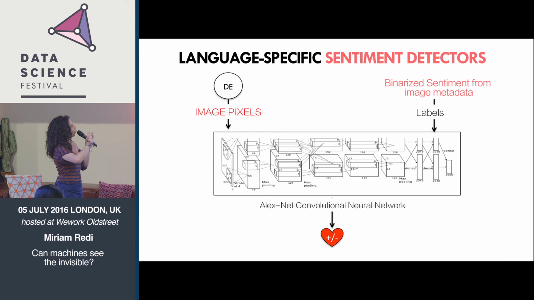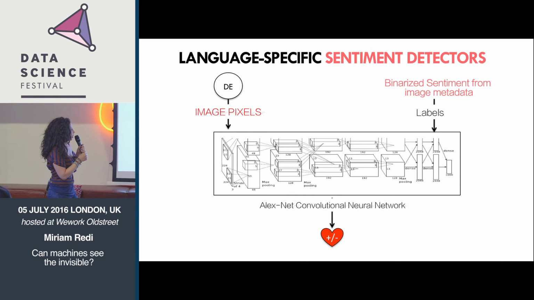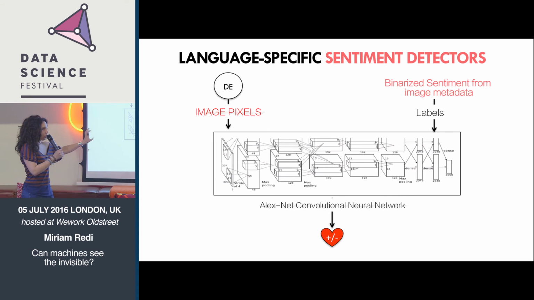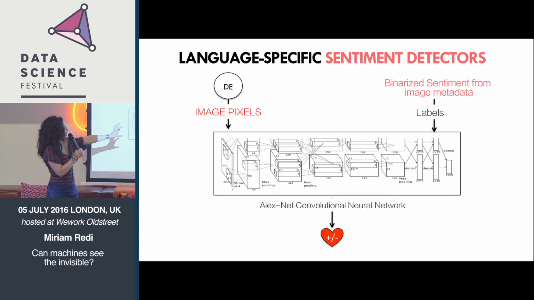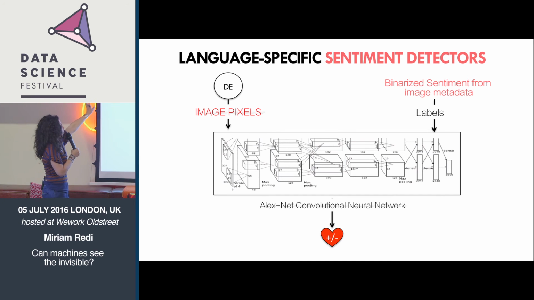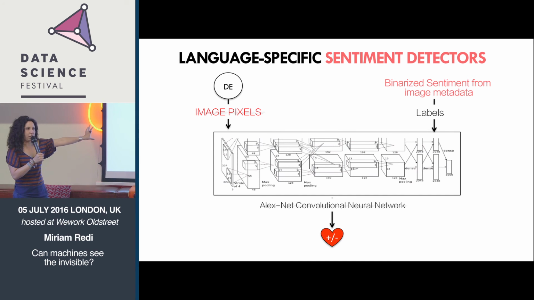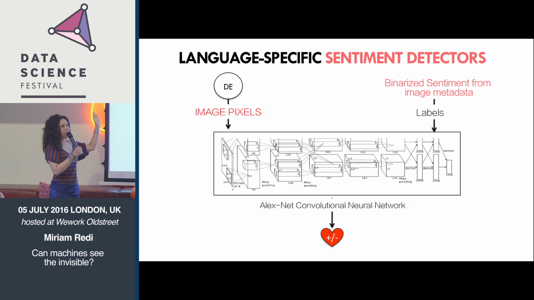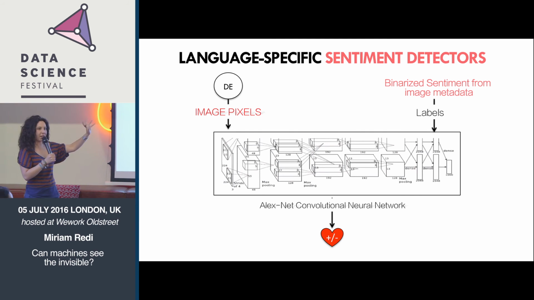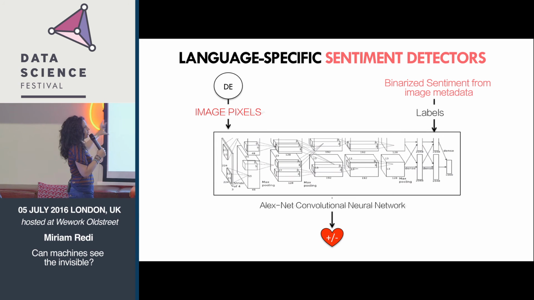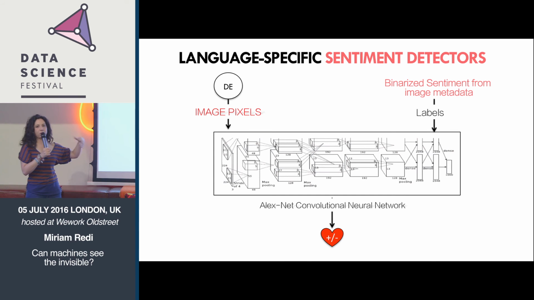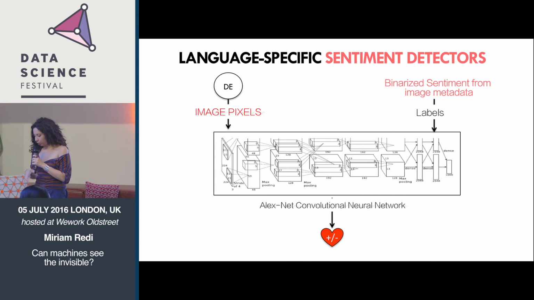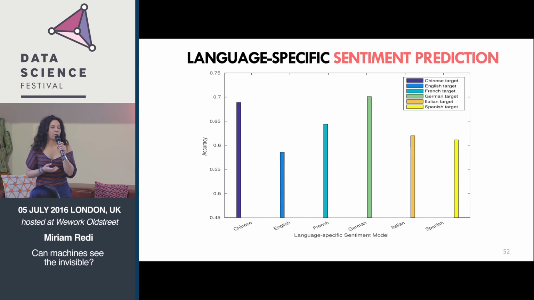Okay, so this is how we design the language-specific sentiment detectors. I'm not going to get into this monster. This is a deep neural network. But the idea is that for each language, say German, we take all the images from that language, and we have an annotation that is a positive or negative sentiment. So we can feed this neural network directly with the pixels of that image, and the neural network will automatically detect positive or negative sentiment for each of the languages. Those are the language-specific results.